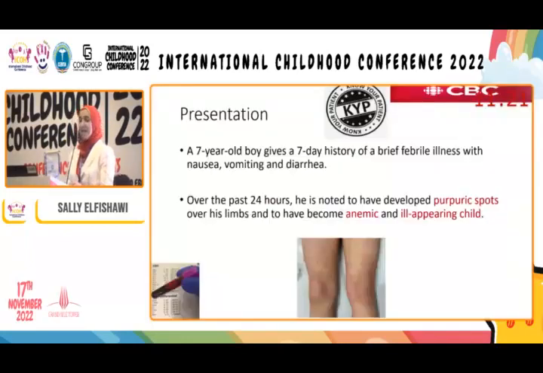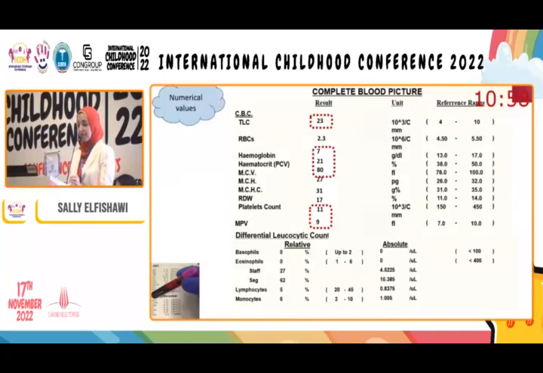We have a 7-year-old boy who gives a 7-day history of brief febrile illness with nausea, vomiting, and diarrhea. Over the past 24 hours, he was noted to have developed purpuric spots on his limbs and to have become an anemic and ill-appearing child. Let's have a look at his CBC.